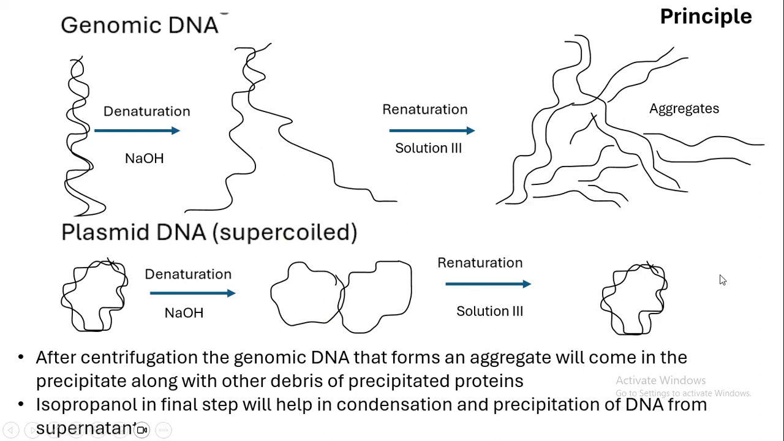As compared to the genomic DNA that forms large aggregates because of reannealing with different strands, resulting in formation of larger aggregates. After this stage, when we centrifuge our lysate, genomic DNA that forms large aggregates will come in the precipitate along with other debris. And in the final step, we make use of isopropanol for condensation and precipitation of DNA from the supernatant.